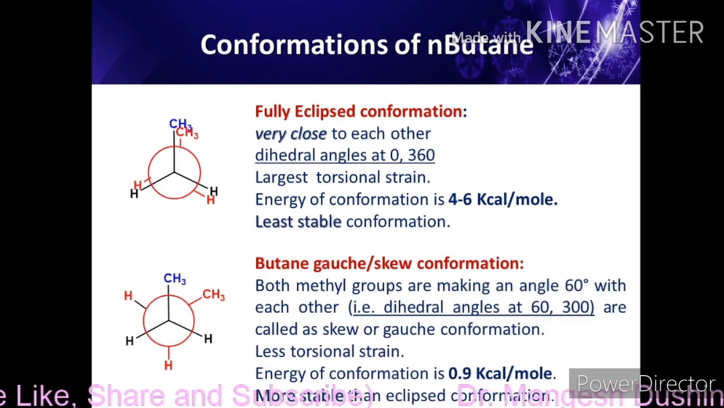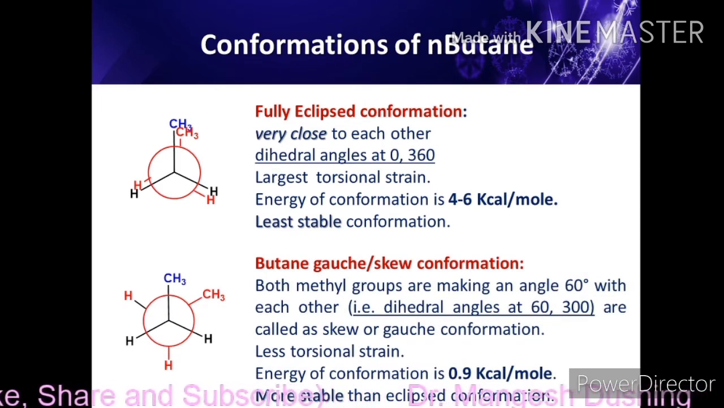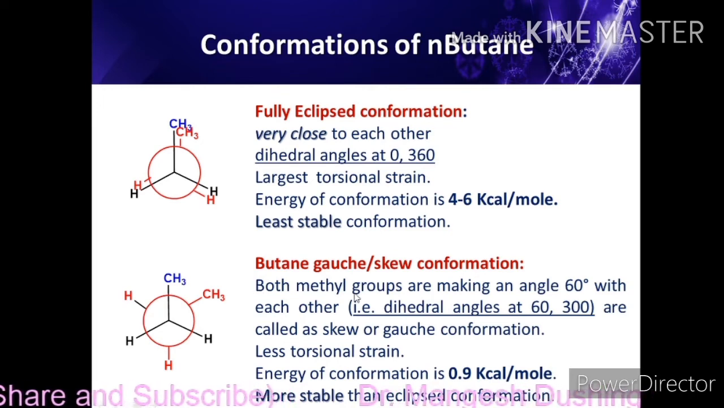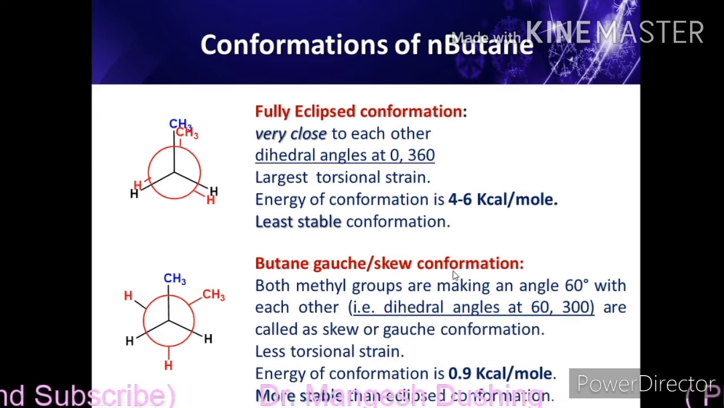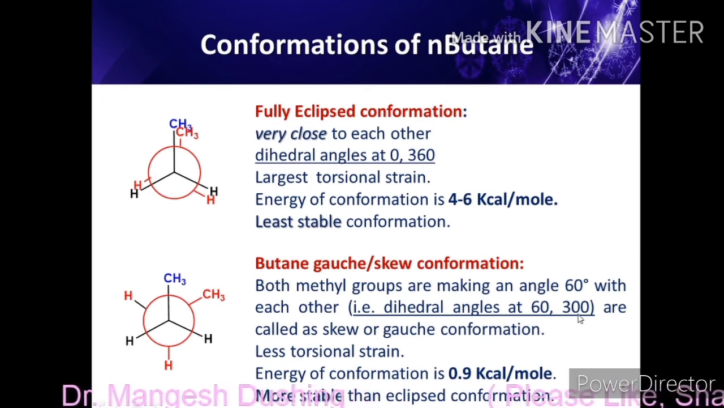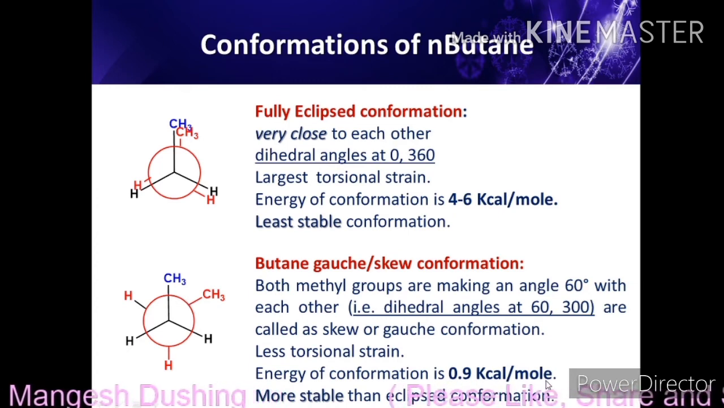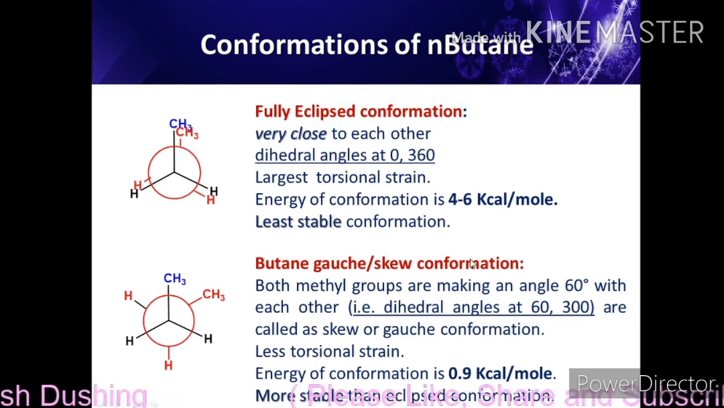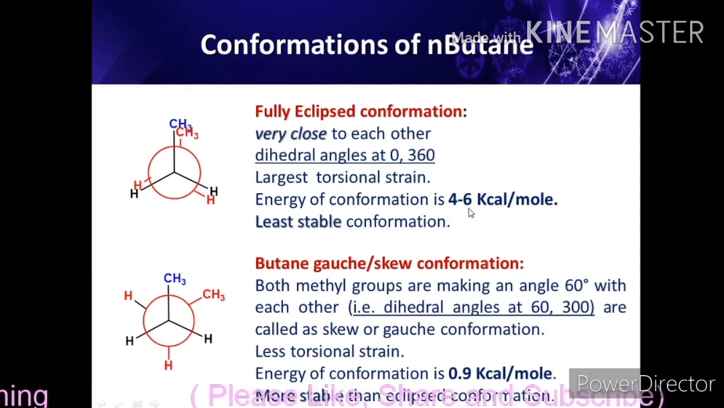Next is butane-gauche or skew conformation, when both methyl groups make an angle of 60 with each other. That conformation is called gauche or skew conformation, and there will be some interaction, that is called skew-gauche interaction. It is observed where dihedral angle is 60 or 300 degrees. It has a lower torsional strain, around 0.9 kilocalorie per mole. That's why this butane-gauche or skew conformation is more stable than fully eclipsed conformation, which has an energy of 4 to 6 kilocalorie per mole.